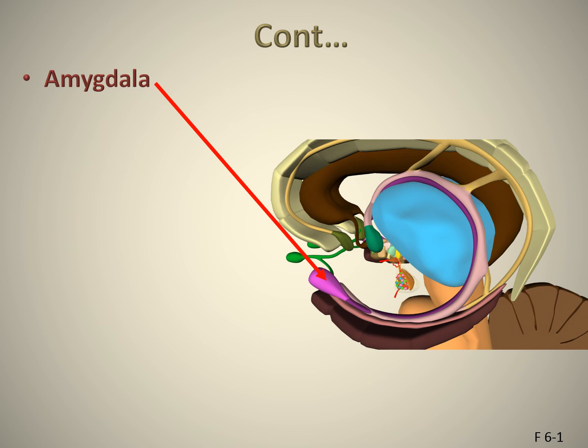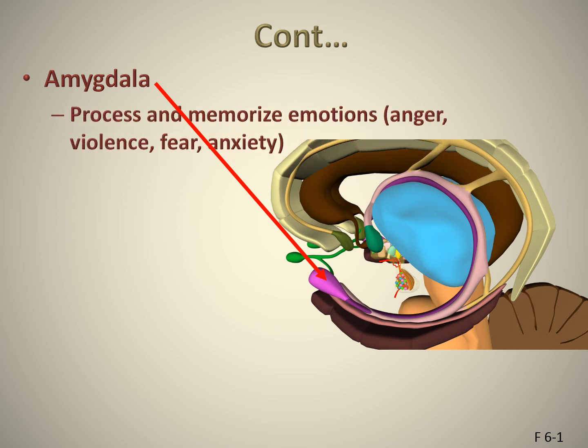The next structure is the amygdala, which is placed dorsal and cranial to the hippocampus. Its function is to process and memorize a strong emotion, as well as participating in the decision-making process about engaging in emotional responses. The decision to act aggressively in a given situation is processed here. The feelings of hunger, fear, and anxiety are also processed here.